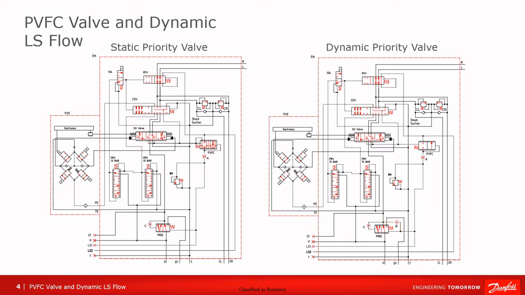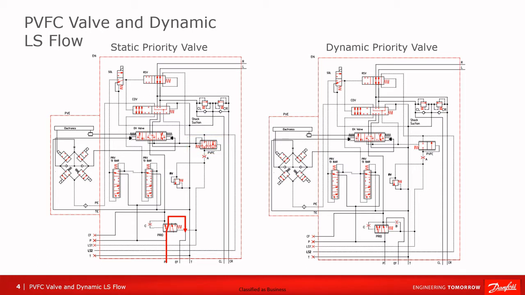On the left is an example of an EHI with a static priority valve. A static priority valve has no dynamic orifice, so the flow will only be able to pass through the priority valve into the control flow or excess flow lines. In this case, we have a PVFC valve with check valves.